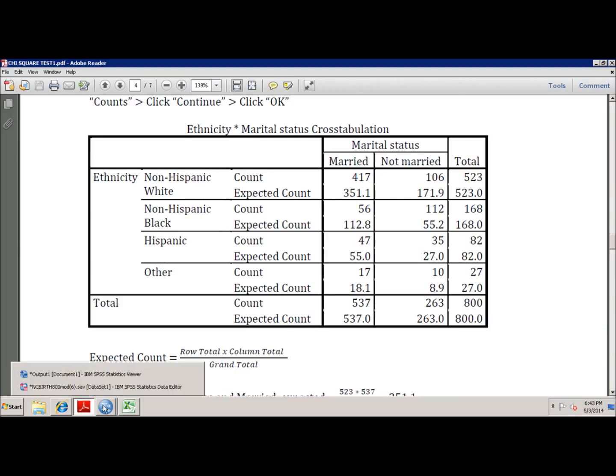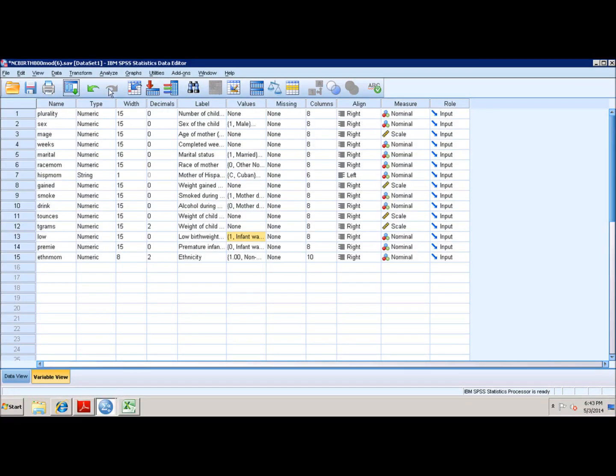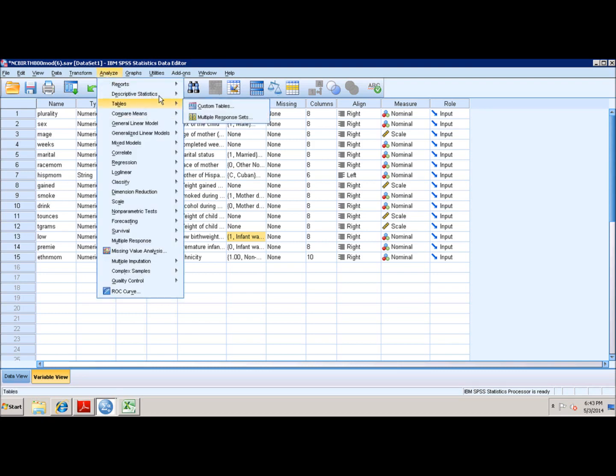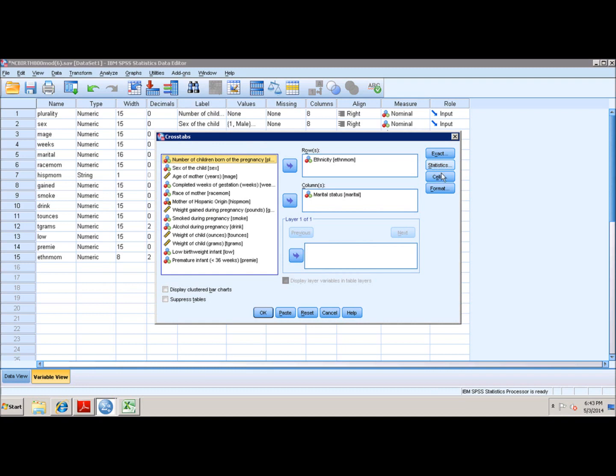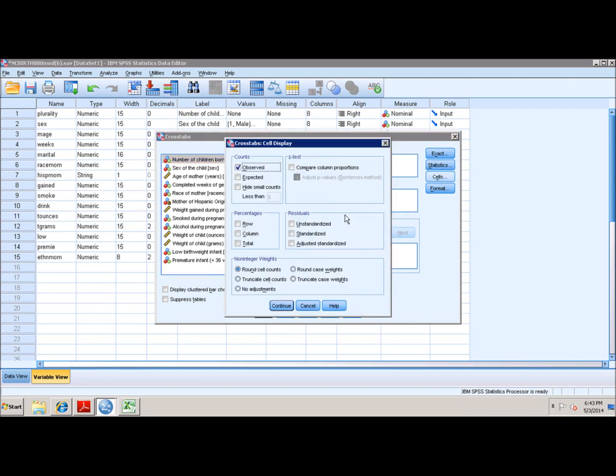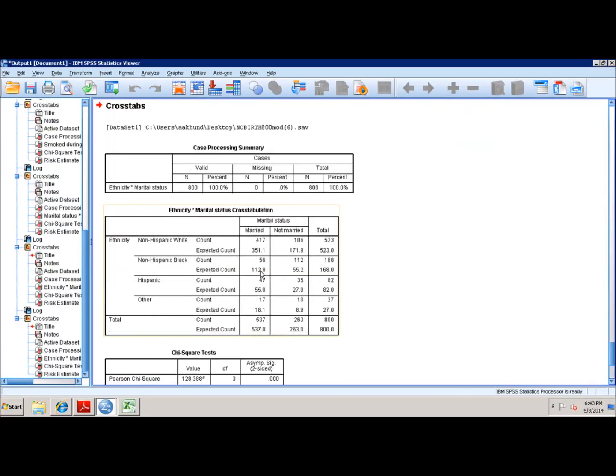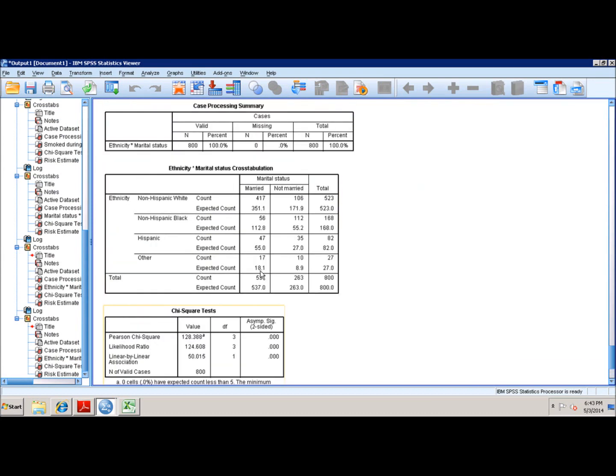Now notice in the PDF file we have something here called expected counts. So we can ask SPSS to give that to us by going to our Analyze, Descriptives, Crosstabs. When we click on cells here, we see here under counts there's an option for expected. We can click continue once we have that checked, and now we have what are called expected counts.